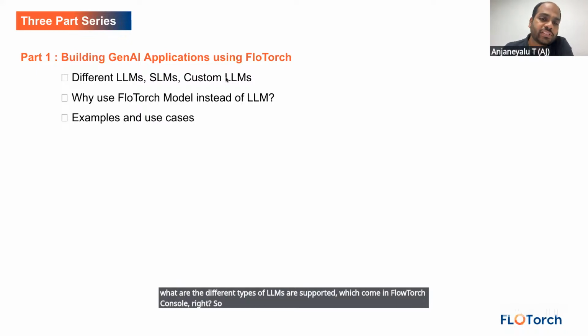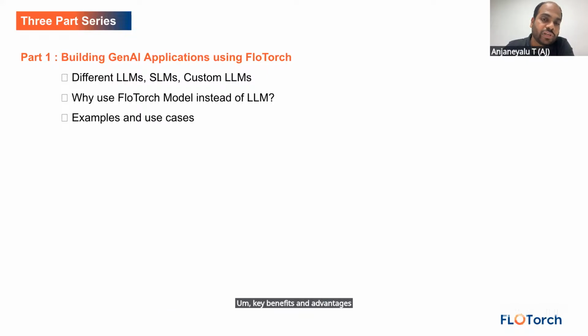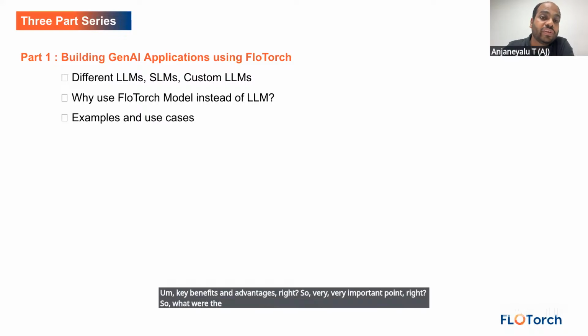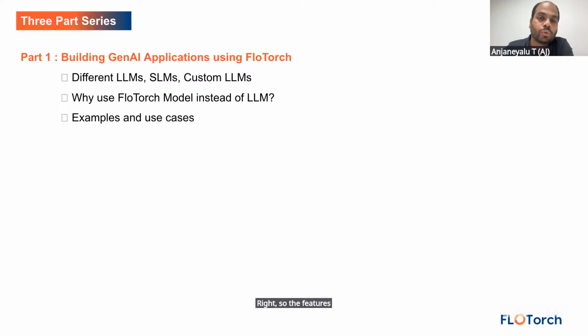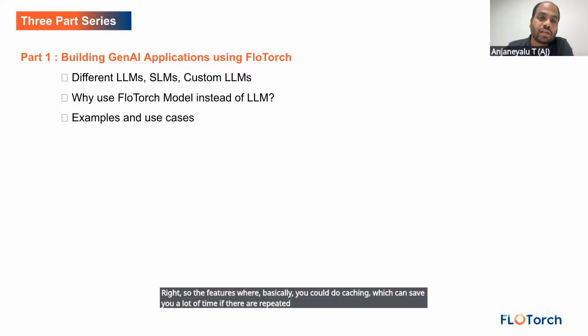These were some things that he talked about, and finally he moved to something called key benefits and advantages. A very, very important point. What were the important features that were given? The features were that you could do caching, which can save you a lot of time. If repeated questions are coming in, you don't have to call your LLM again and use those tokens. So it saves time and a lot of tokens for you.